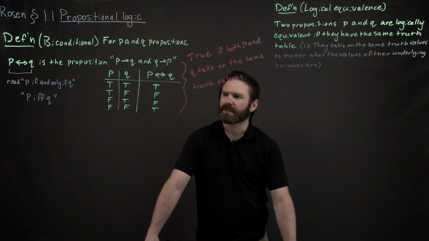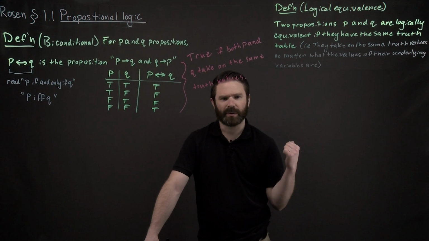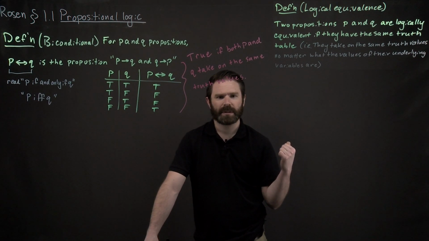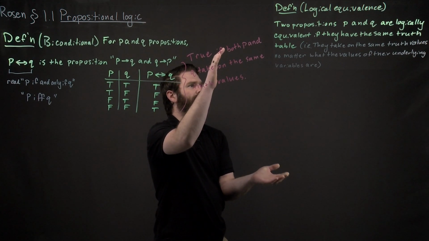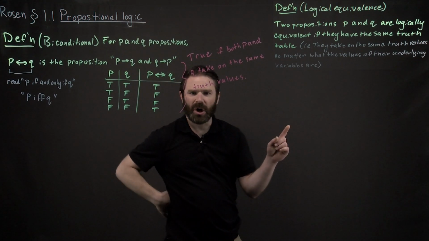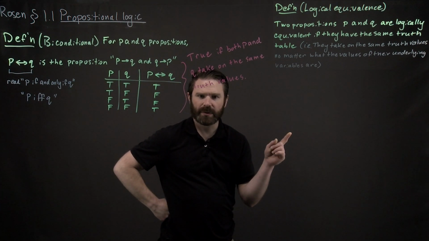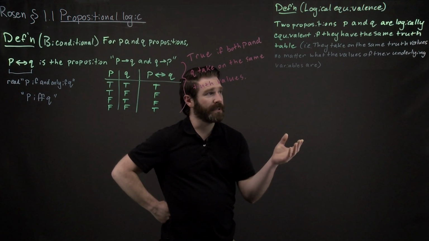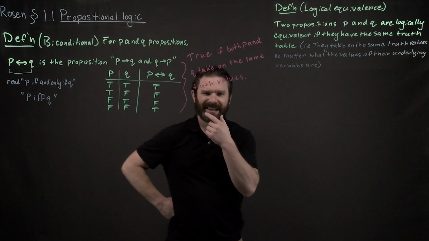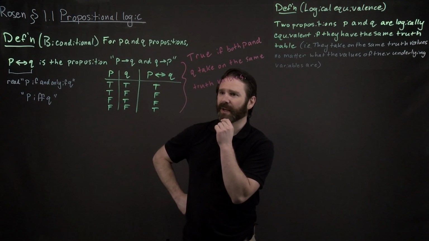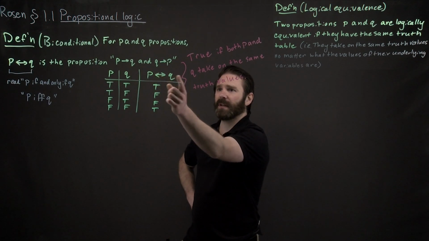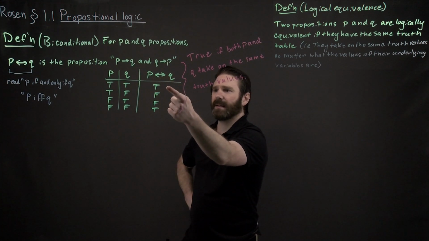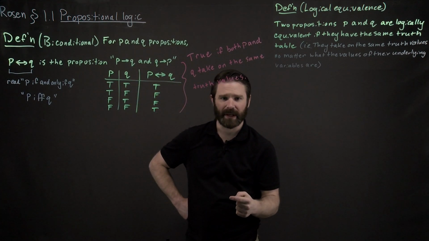But wait a second, you might say, if you recall when we were talking about logical equivalence. So recall the definition of logical equivalence. Two compound expressions are logically equivalent if they take on the same truth values, no matter what the truth values of their underlying variables are. That sounds suspiciously similar to this biconditional right here, because the biconditional is true if and only if the left-hand side and the right-hand side take on the same truth value.